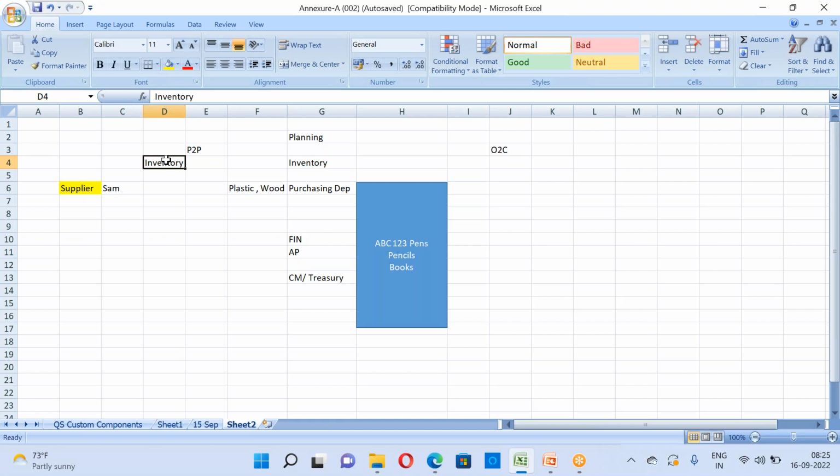So what my purchasing department, the inventory department, does is go and check their inventories, right? Whether I have a sufficient balance of inventory or not. If I have, then I simply move the raw material, plastic and wood, from my inventory to the manufacturing unit. But let us say you have a shortage of raw material, then you would go for procurement outside.